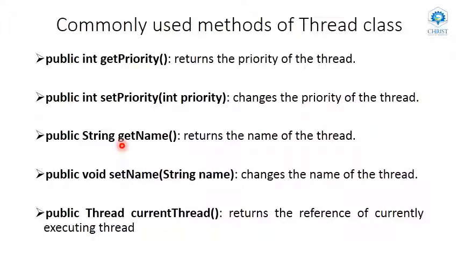Now again, currentThread. We want to know which thread is currently active. In such cases, we have to call this method currentThread. Then the reference to the currently executing thread object will be returned. So these are only some of the methods inside the class Thread. There are many other methods available, but these are the most commonly used or most frequently used methods.